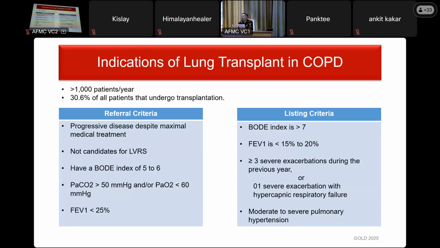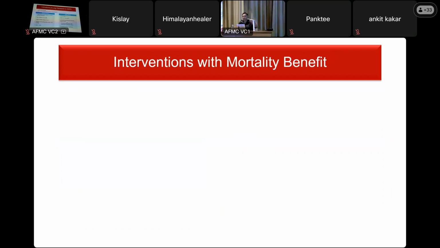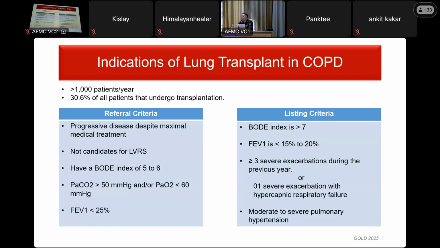These are the indications for referral for lung transplant and the listing. Next. The referral criteria and the listing criteria. So what we basically use is the lung function. For listing, the FEV1 should be 15 to 20%. The BODE index should be more than 7, and the patient should be exacerbation prone along with pulmonary hypertension. Next.